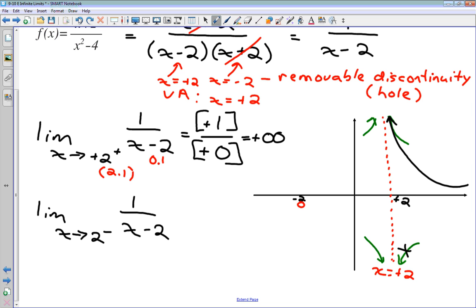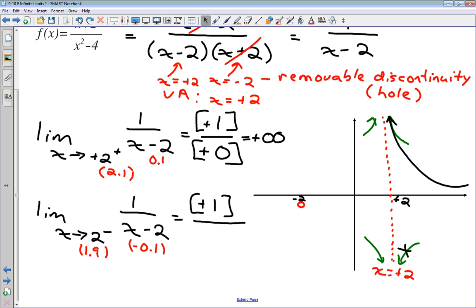Well, we can imagine putting in a value that is slightly less than 2, something like 1.9. So what's going to happen up in our numerator? Well, our numerator is going to stay the same. It's still going to be a positive number, positive 1. What happens down in our denominator? Well, if we imagine doing 1.9 minus 2, we're going to end up with negative 0.1. So as we approach from the left, our denominator is always going to be negative.